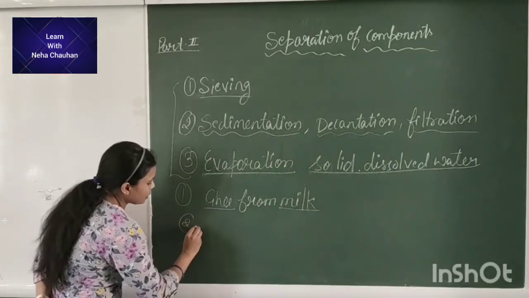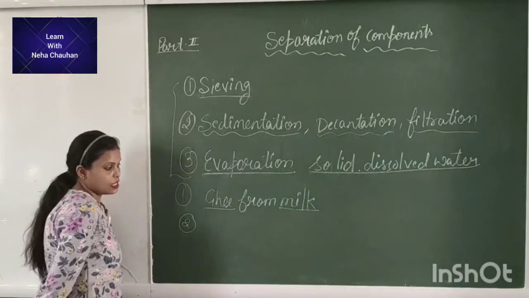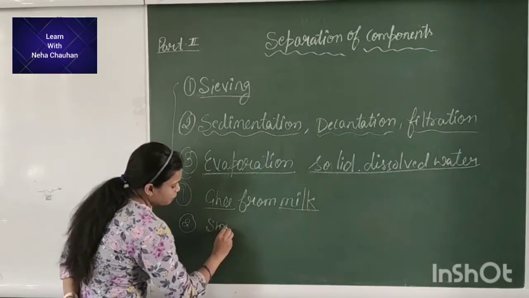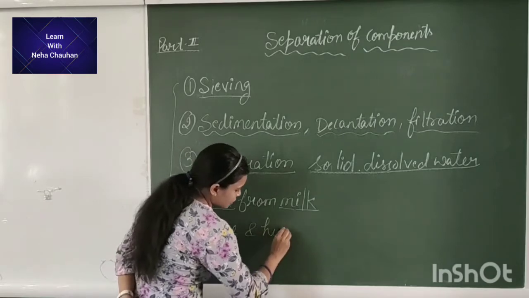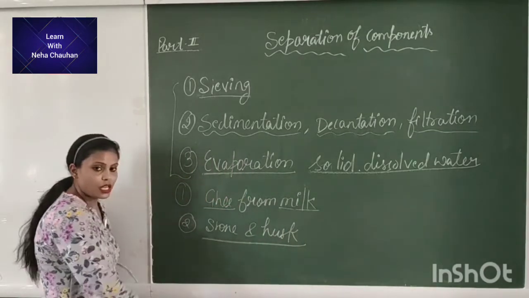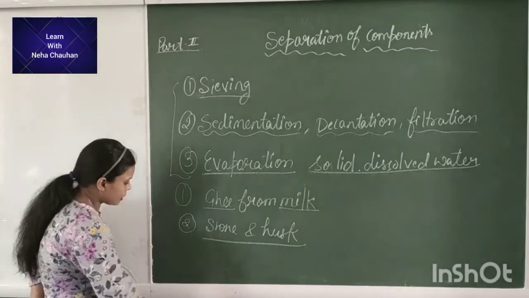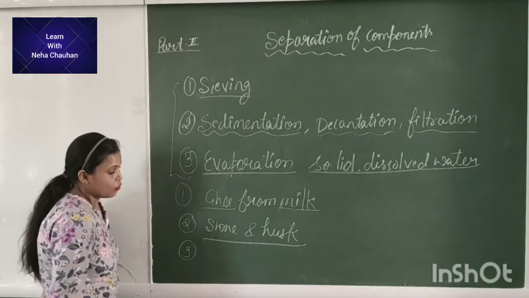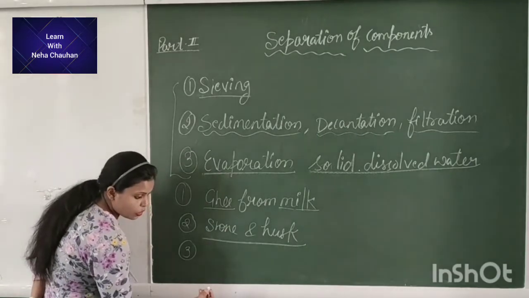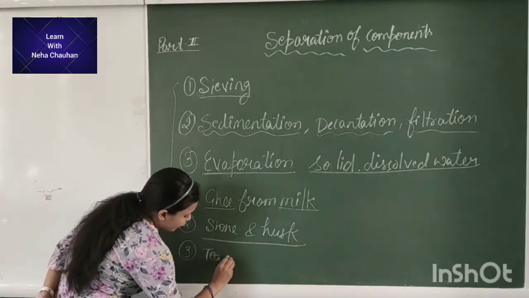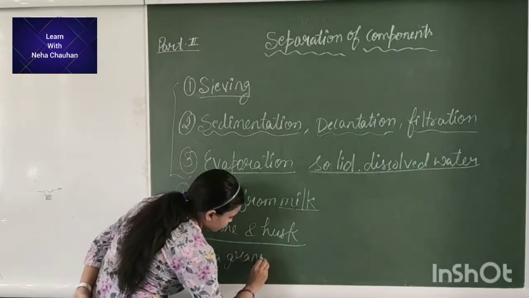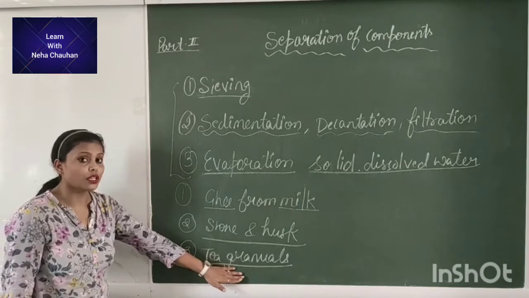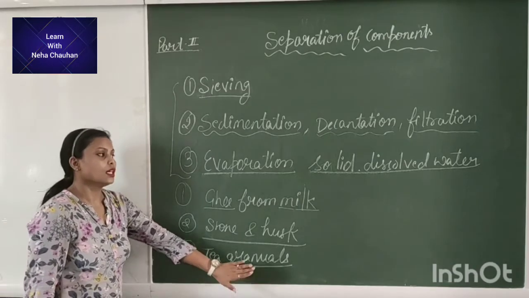Next, we can separate harmful substances from the mixture. So what are harmful substances? Stone and husk are harmful substances. So these can be separated from the mixture. Third, the unuseful material can also be separated. What is the unuseful material? That is tea granules. Tea granules from tea are the unuseful substance from the tea.